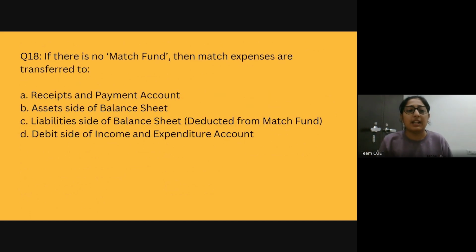Question number 18. If there is no match fund, then match expenses are transferred to. See, if we have a match fund, the match expenses will be subtracted from the match fund itself. But since the question says that we do not have any match fund, these will be treated as normal expenses and they will be written on the debit side of the income and expenditure account. The answer to this question is option D.